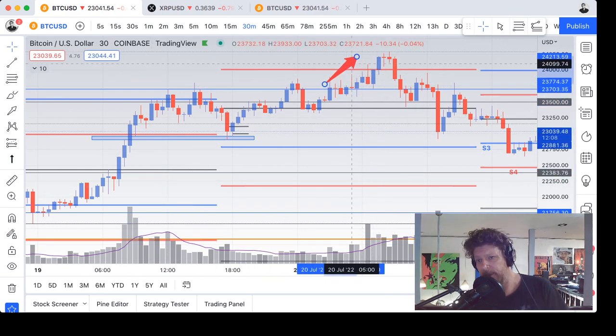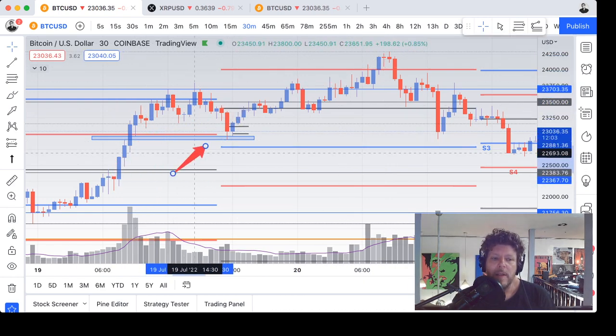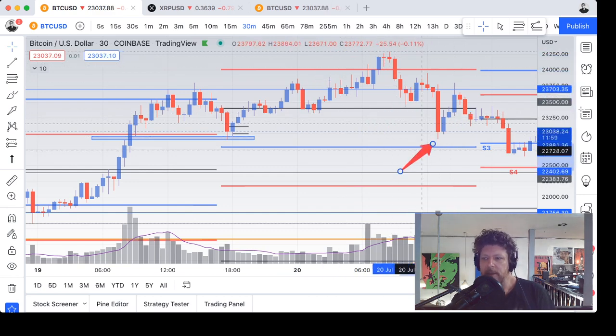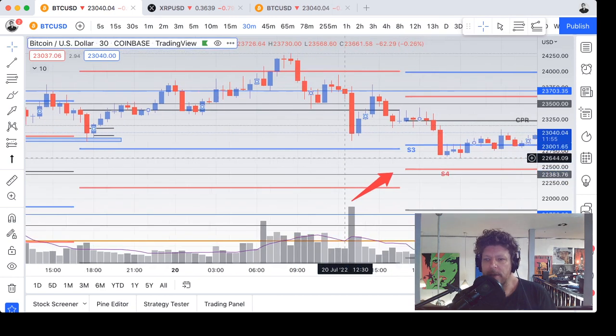So you can see the cams are kind of backing up what happened with the fair value gap. And so this came back down, CPR, and then continued into the next day.